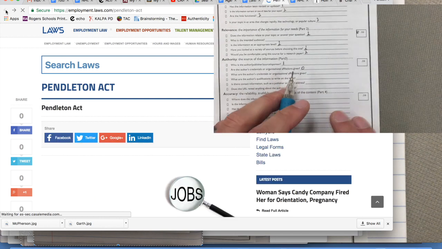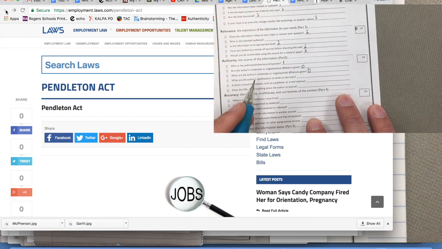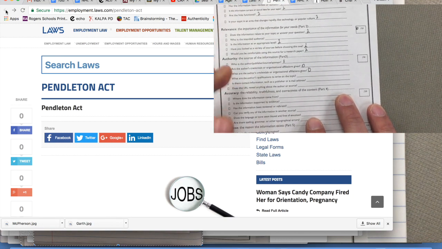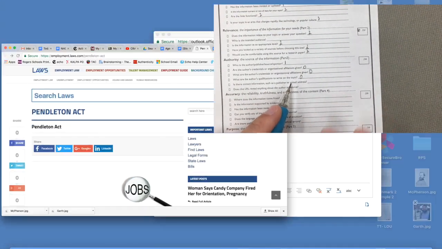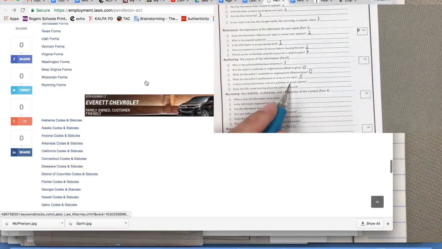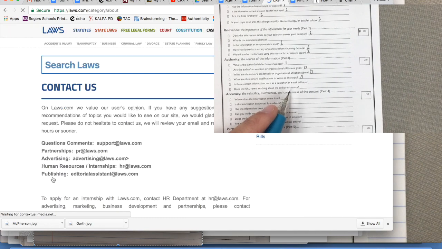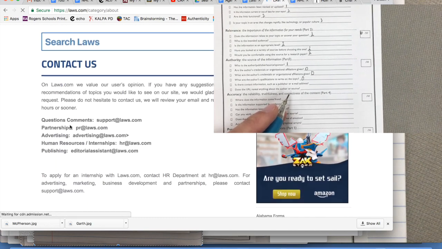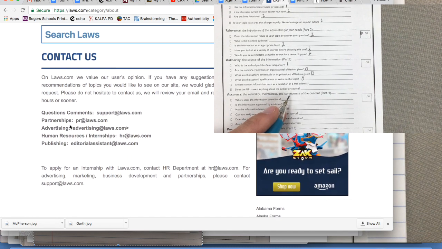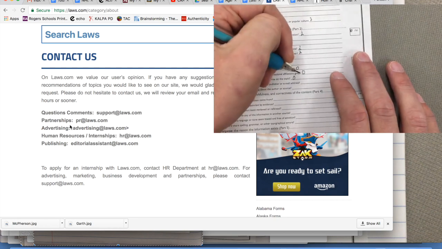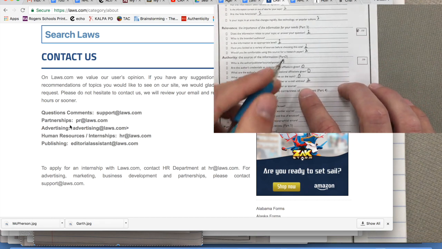Okay, so are the author's credentials or affiliations given? No. That didn't tell me anything. What are the author's qualifications to write on the topic? I don't know that either. Is there contact information such as publisher or email address? Well, again, this is where you've got to look around. So I'm going to scroll down to the very bottom, and I'm going to see Contact Us. I'm going to click on it and see what happens. They've got email addresses. Okay, so I can contact them, so I'm going to give that a 2. Does the URL reveal anything about the author or source? Well, it's something about employment laws, so I'm going to give that a 2.